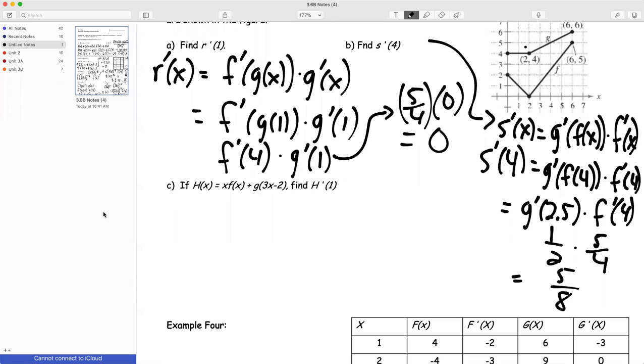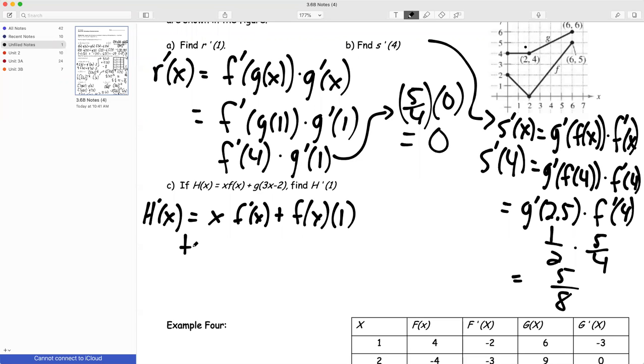I want the derivative of h of x. So h prime of x. I want to do the product rule. So x times f prime of x plus f of x times 1. And now I need the derivative of g of 3x minus 2, which is what? G prime. Hold on, slow down. G prime of 3x minus 2 times the derivative of 3x minus 2, which is 3.